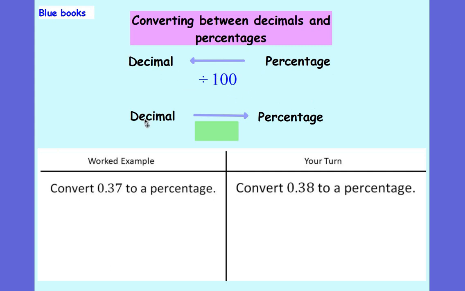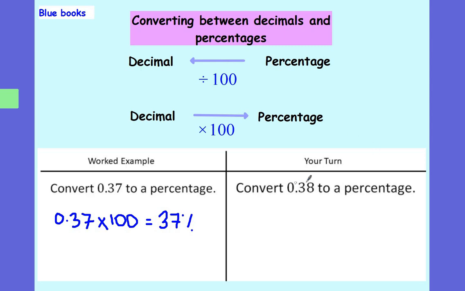In your dark blue books, can you show me a decimal to a percentage arrow? And what do you think we need to do? If we divided by 100 to go from percentage to decimal, Izzy, what do you reckon we need to do to go from decimal to percentage? Indeed, we need to multiply by 100, the opposite. So you know how this works. I'm going to go through an example, then you're going to go through an example in your dark blue books. So if I've got 0.37 and I'm converting that to a percentage, I need to do 0.37 times 100, which gives me 37%.